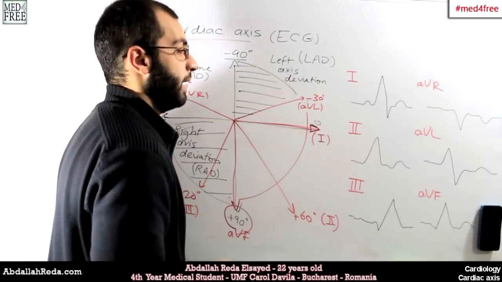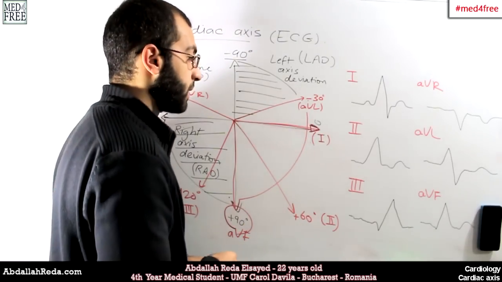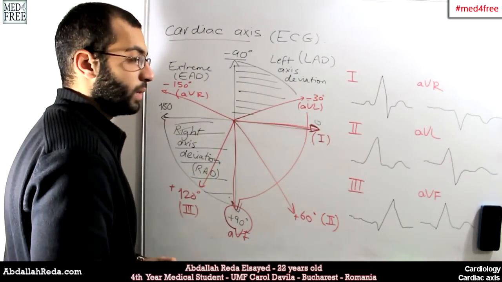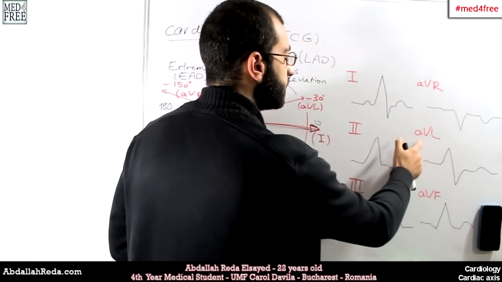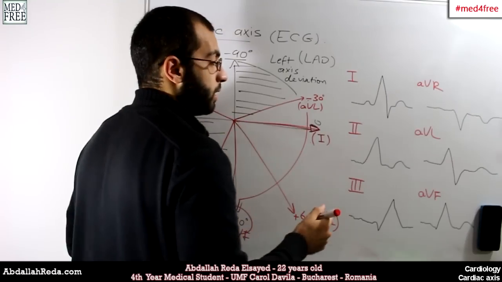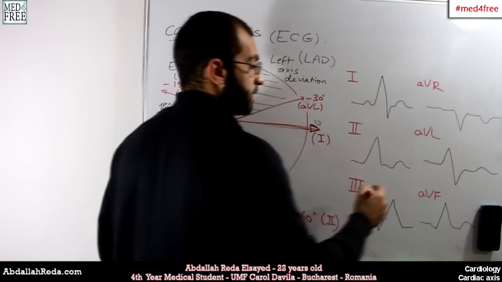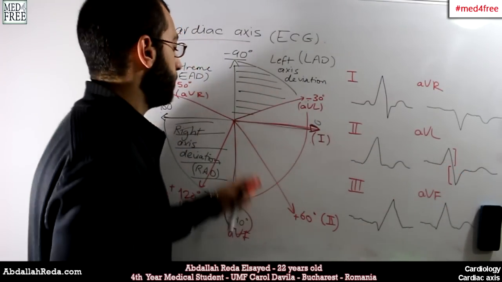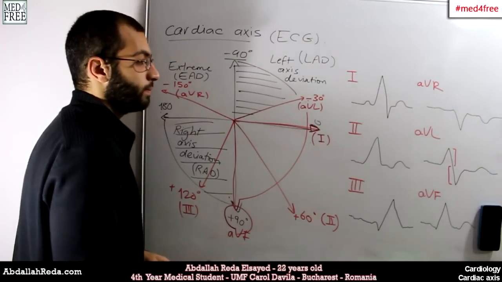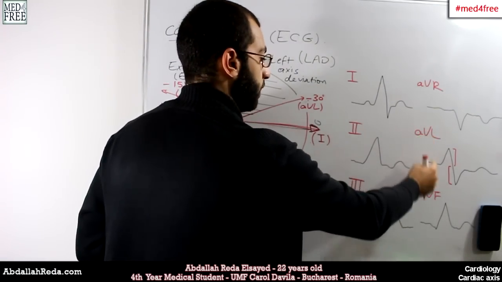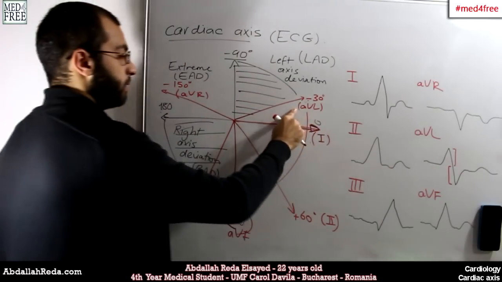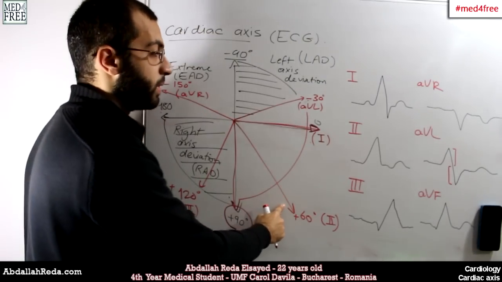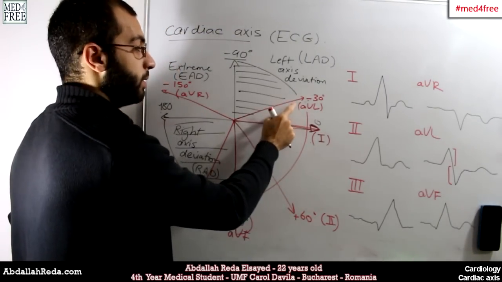First of all, we look at a lead which is equiphasic. Here we have AVL. As you can see here, AVL is equiphasic. Equiphasic means that the positive part is quite equal to the negative part. And on the plot here, that means that the vector obtained by AVL is actually perpendicular on it. So the vector is perpendicular on AVL.